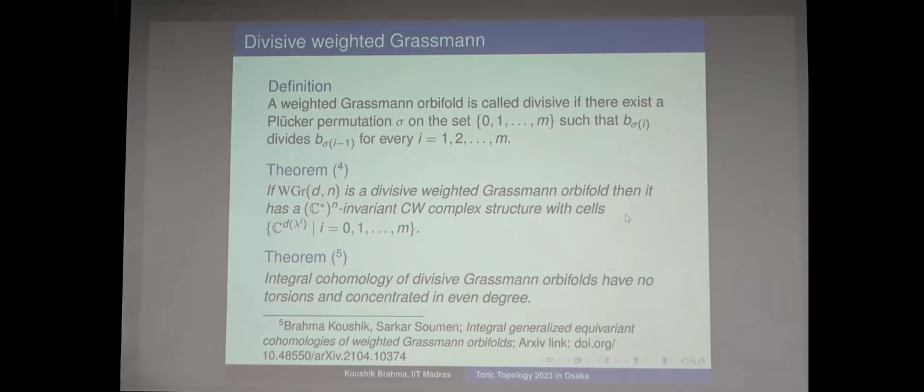Now the interesting thing is, if we have a divisive weighted Grassmann fold, then it has a torus-invariant CW complex structure with cells C to the power d lambda. Here d lambda is the length of the word symbol lambda i. Then we can say that the integral cohomology of the divisive weighted Grassmann manifold has no torsions and is concentrated in even degree.